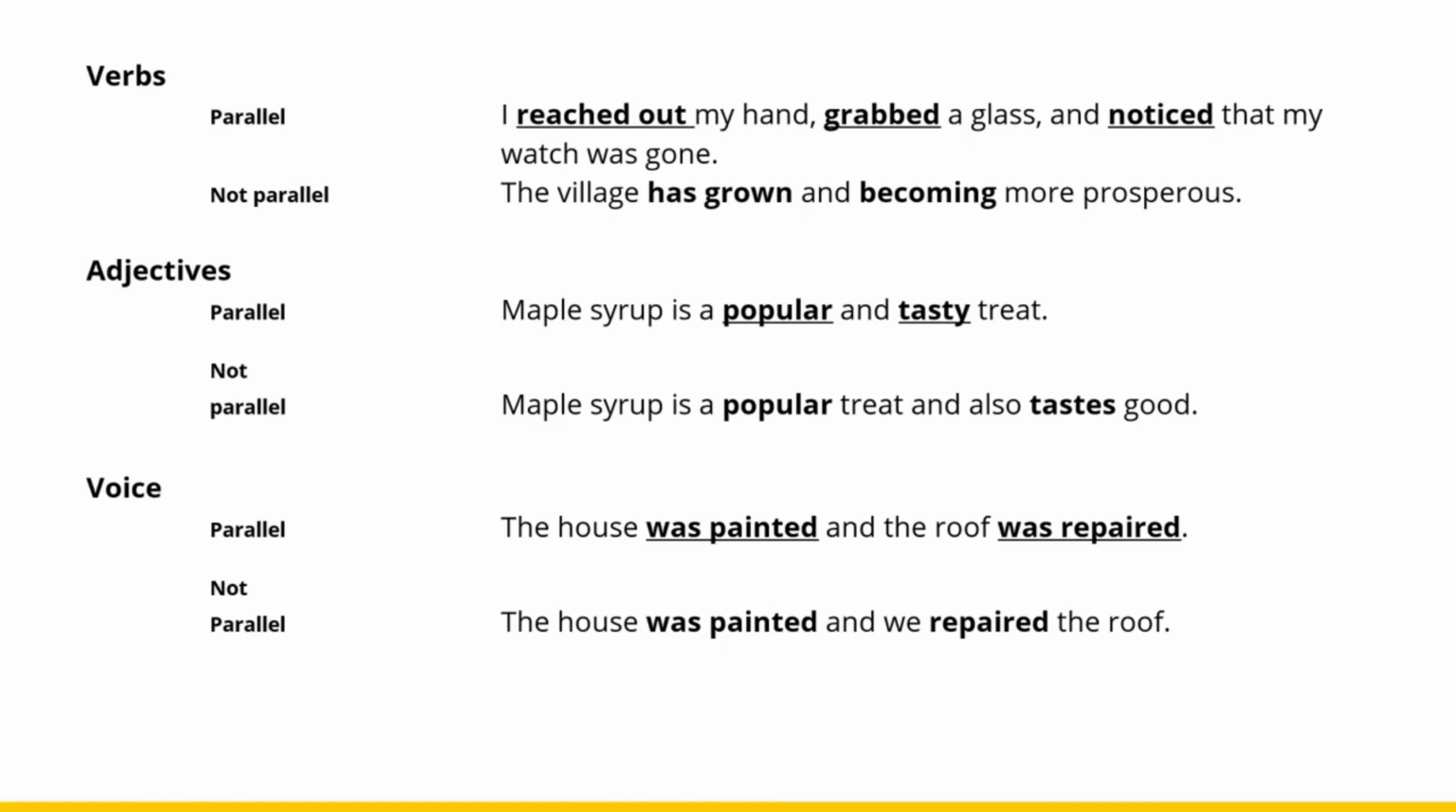And the following sentence: maple syrup is a popular treat and also tastes good. As you see, popular is an adjective, and tastes is actually a verb. So that's why this is not a parallel sentence. And for the passive voice, it actually goes the same. The house was painted, the roof was repaired. That's a parallel sentence, and a non-parallel sentence would sound like this: the house was painted and we repaired the roof. As you see, was painted is in the passive voice, and repaired is just a past simple tense.